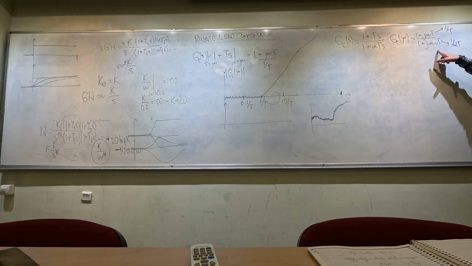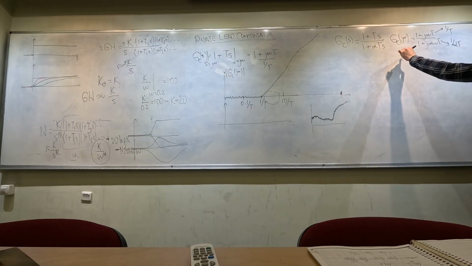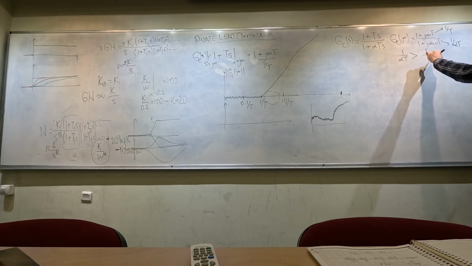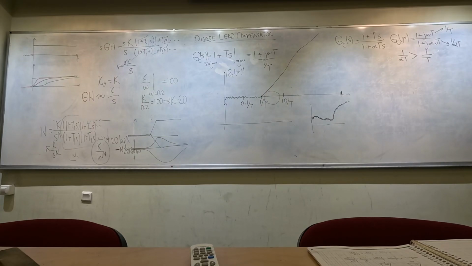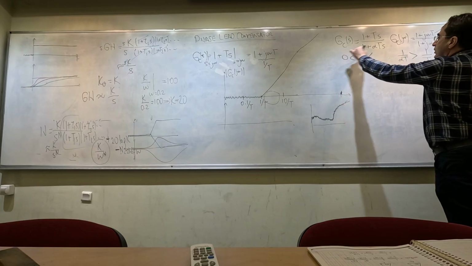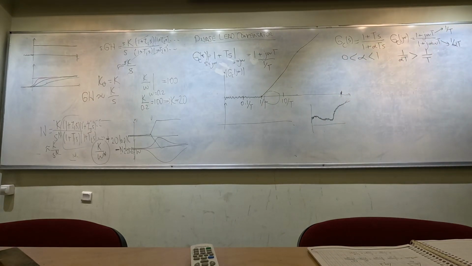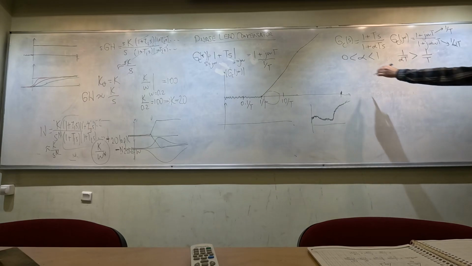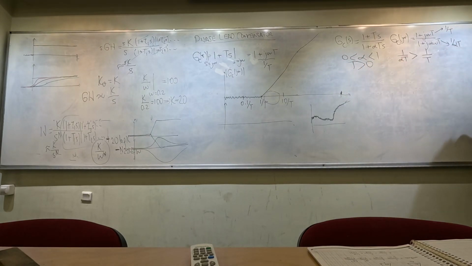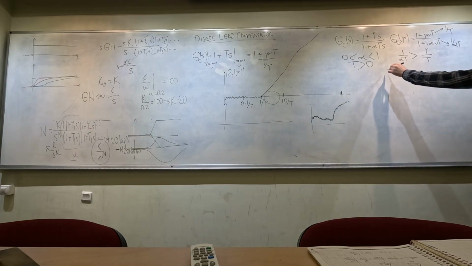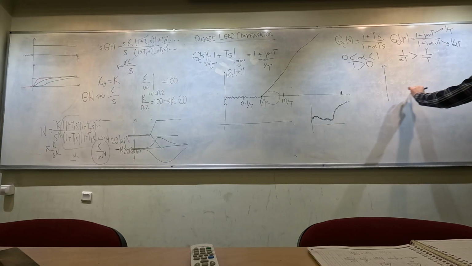I want the corner frequency of the pole to be larger than the corner frequency of the zero. 1 over alpha T should be larger than 1 over T. Then what is the criterion on alpha that should be satisfied for this inequality? Alpha has to be between 0 and 1. This is called a phase lead compensator, and T is always positive.